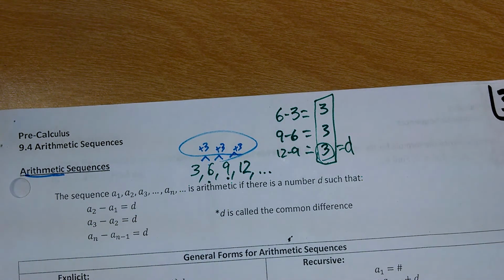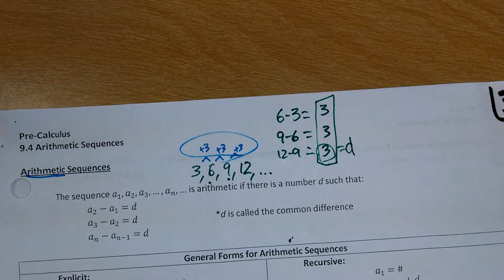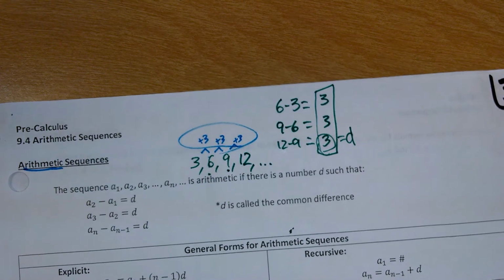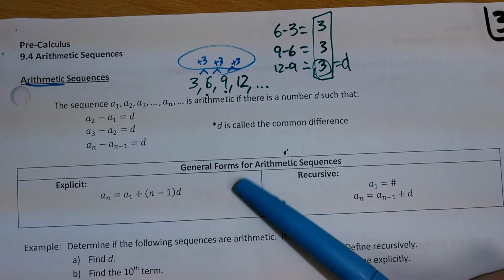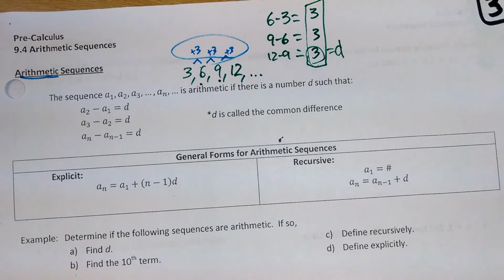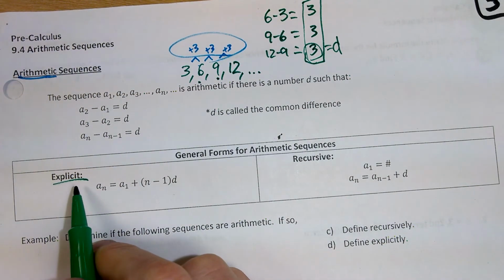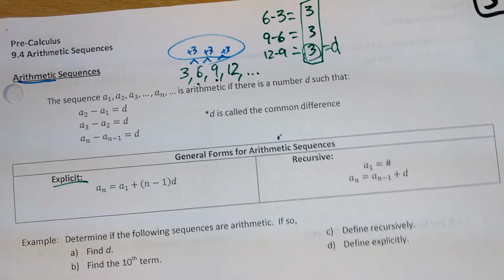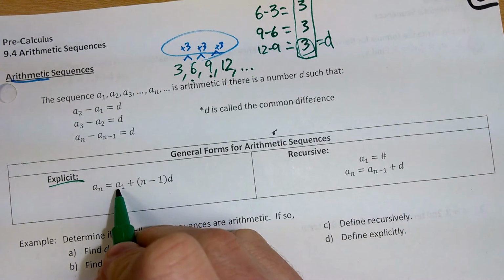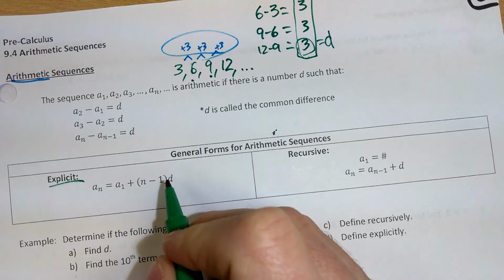Okay, so one of the bonuses for being able to identify a sequence as arithmetic is that we have some general forms, both explicit and recursive, that fit for any arithmetic sequence. So we'll start with explicit. Again, explicit forms are in terms of n. So we've got our initial term plus (n minus 1)d.